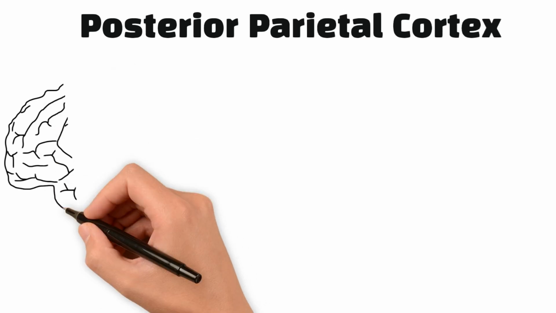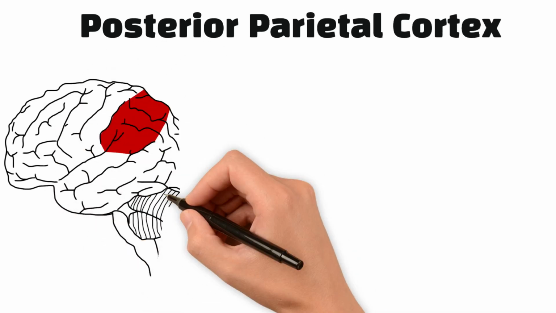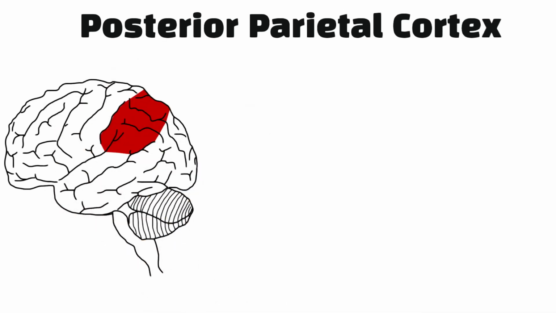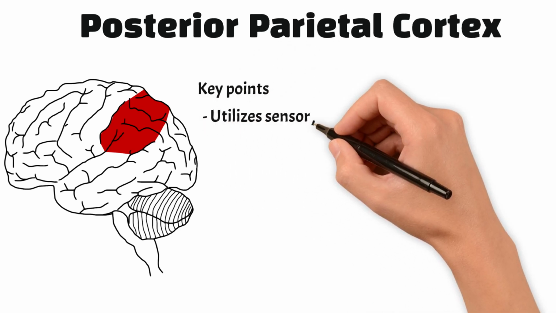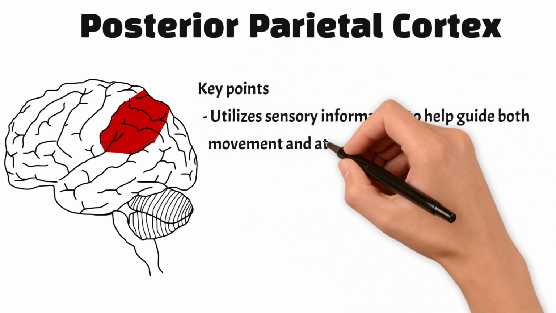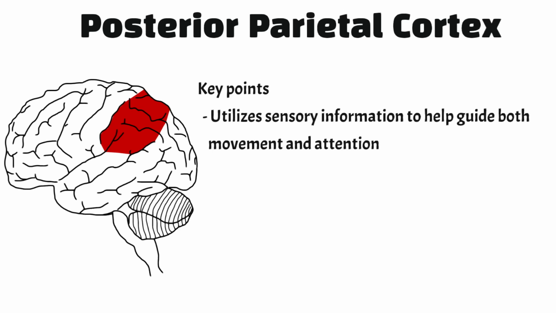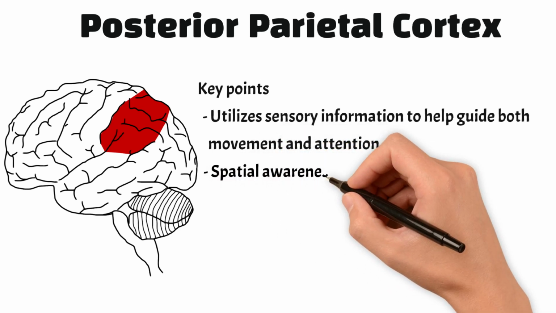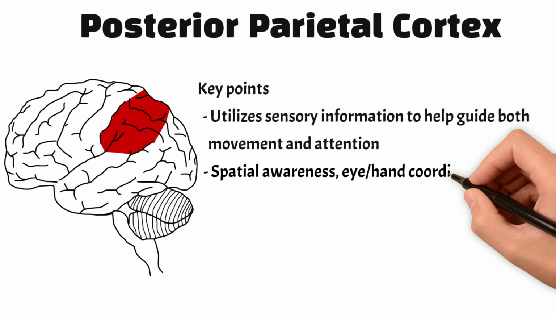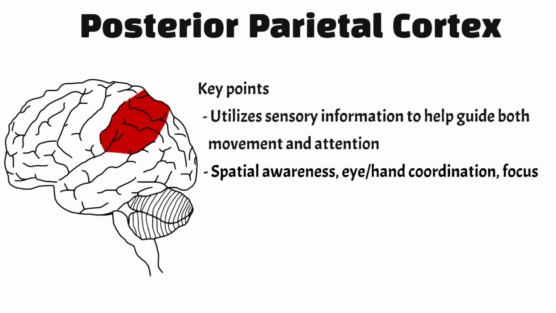The other important region within the parietal lobe is called the posterior parietal cortex. It is located just behind the primary somatosensory cortex that we just talked about, at the rear of the parietal lobe. This brain region is responsible for utilizing sensory information to guide both movement and attention. So it plays roles in things like spatial awareness, which is having an understanding of where your body is in space, as well as coordinating eye and hand movements when touching something, and helping to direct your focus towards what matters while filtering out what doesn't.